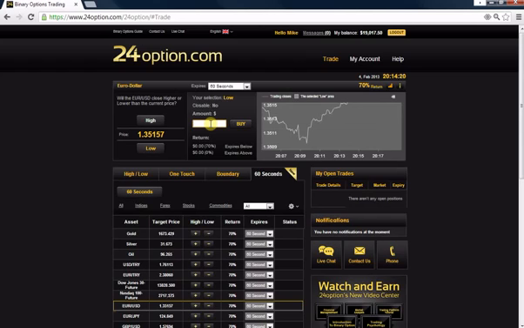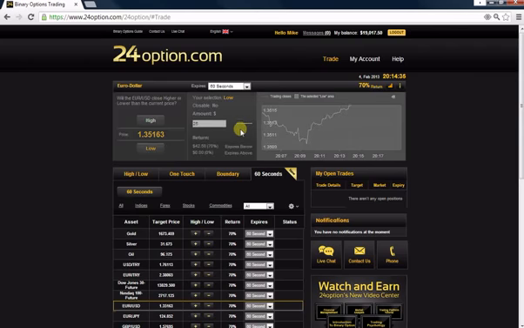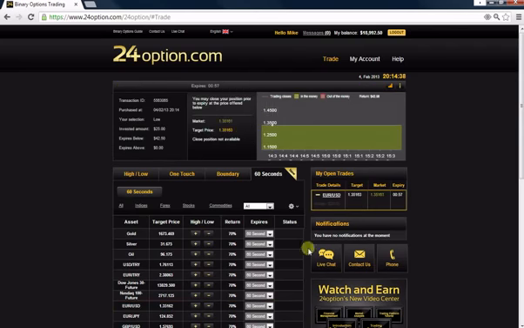platforms. So when you do this technique with 24options, you usually need to start out with a larger initial deposit in order for this technique to work. So we're going to first invest $25 and go to buy. Okay, and we purchased a call, and we're going to watch to see what happens here.